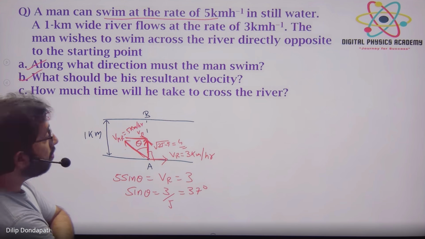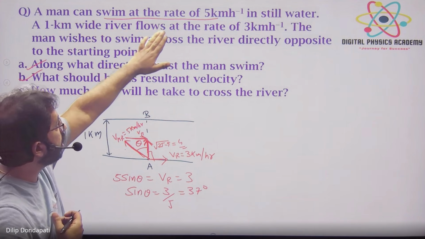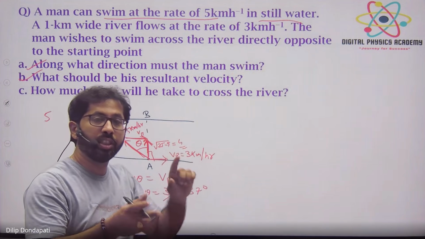Sir, I have a doubt, sir. Tell me. Sir, they say a man can swim at the rate of 5. How is... oh, VMR 5, sir? Won't VM be 5? VM will be 5, right, sir? See, always a man can swim at a rate of 5 kilometers per hour in still water. Still water means with respect to river only.